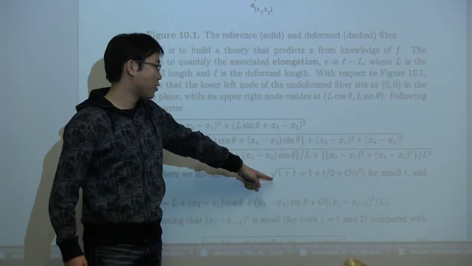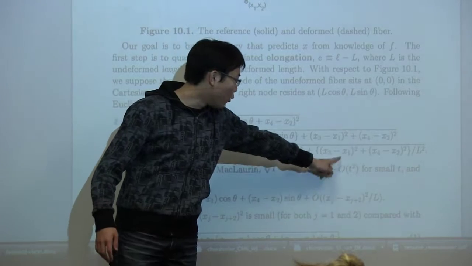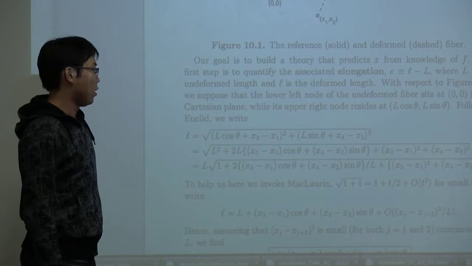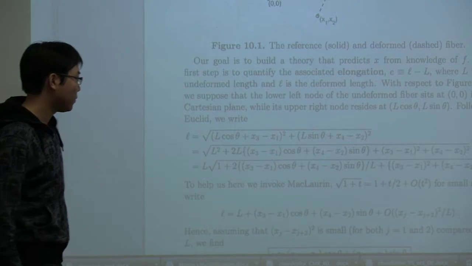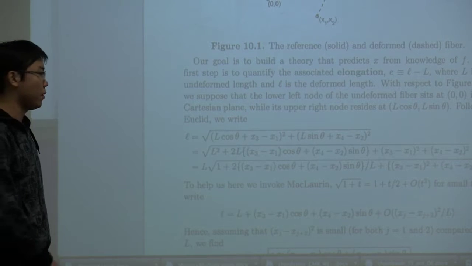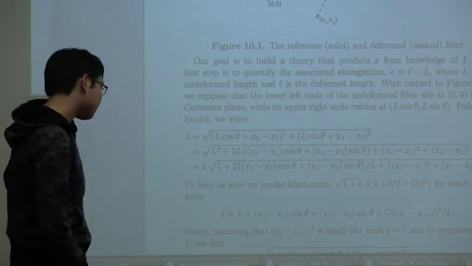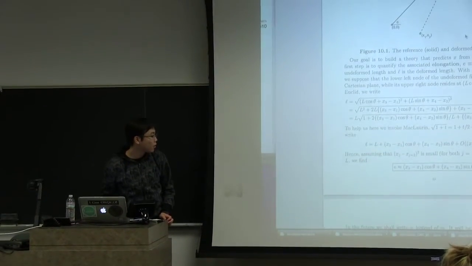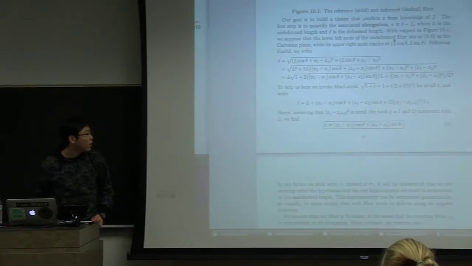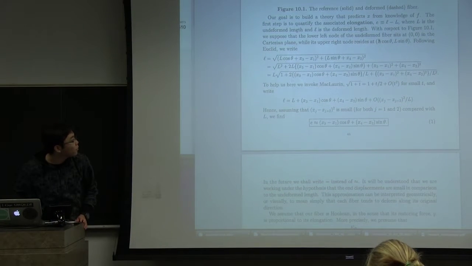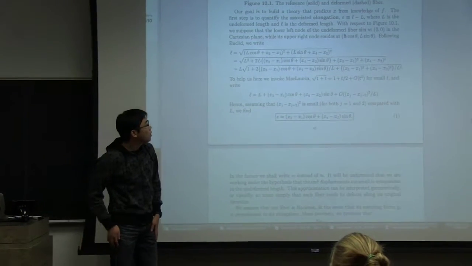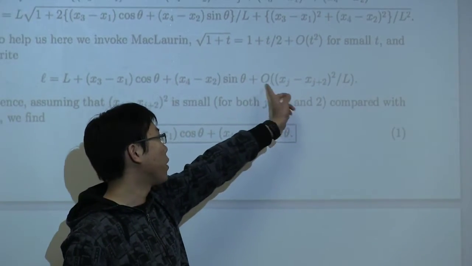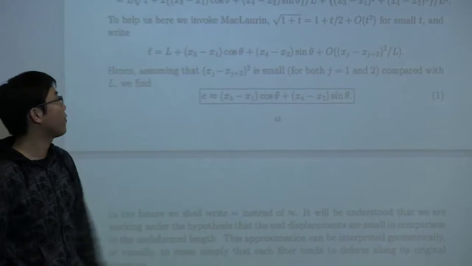Here the thing is just the Taylor expansion, and this whole t-squared thing basically means the rest of the terms are c times t squared, so it's a constant times t squared, which you don't need to care about. After that, you get the elongation formula. Here, it's an approximate value because it assumes that these two values are a lot smaller than L, so this term is basically 0, so they got rid of it.